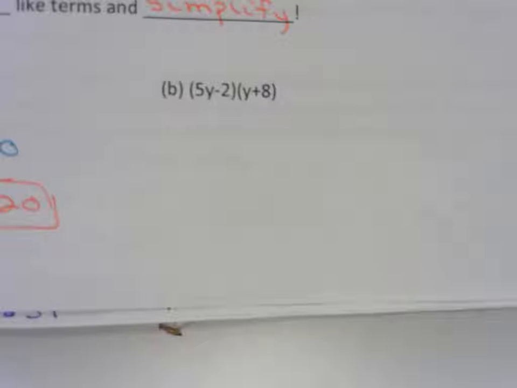If you want to put it vertical like you did, you can just add down then. If you want to put it at the end, it doesn't really matter. I'm just showing you the vertical or horizontal method, whichever way you want to do. So once you combine like terms, you're going to end up with 5y squared plus 38y.